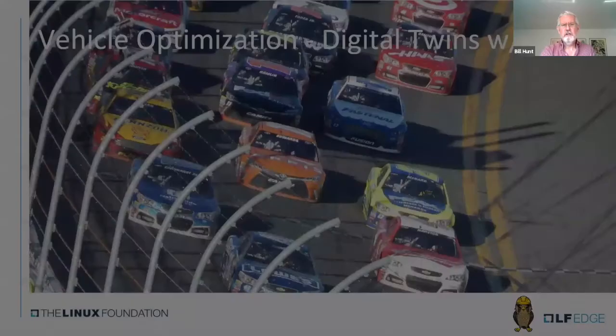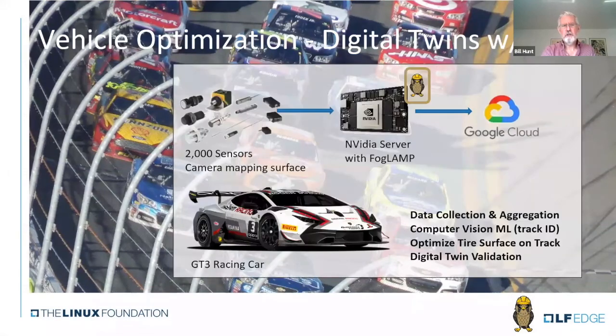And then this is Gradient Racing. They actually race race cars, and they've got Fledge connected to thousands of sensors throughout the car, including cameras that are watching the track. And then they take that data and they process it locally, and they send it off to Google Cloud. This is running inside an NVIDIA server with Fledge. And in Google Cloud, they build a digital twin. So they actually build a digital replica of that race car inside Google Cloud.